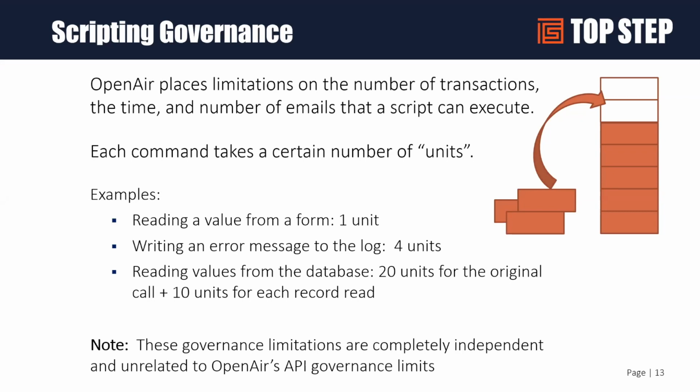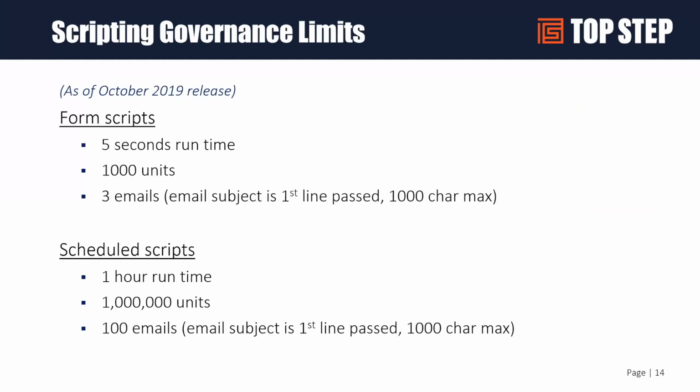For an example, when you're reading a value from a form, it's 1 unit. When writing an error message to the log, that's 4 units. Reading values from the database is 20 units for the original call, and 10 units for each record read. To note, these governor limitations are completely independent and unrelated to OpenAir's API governance limits or their BI governance limits.